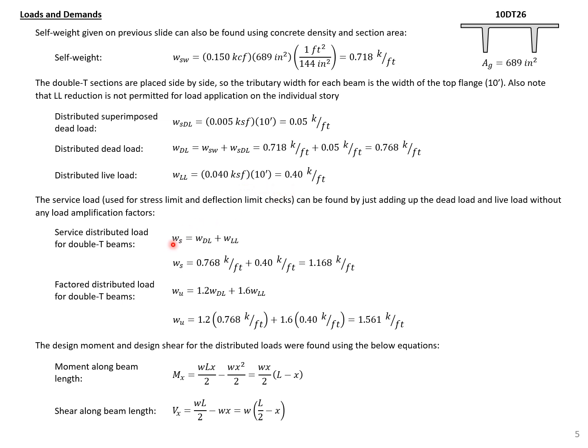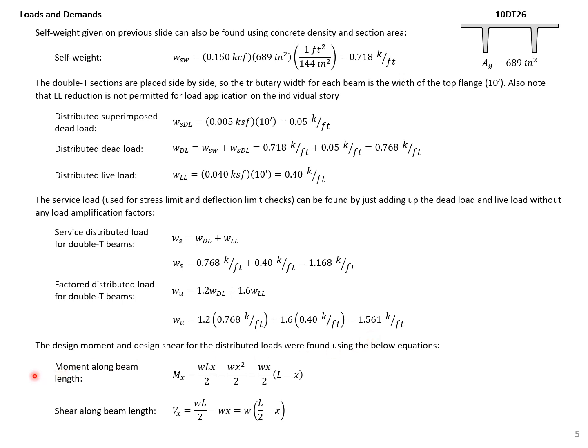Our service load we can find by just taking the dead load plus the live load, so no load factors when we're talking about service. And we'll get a total service load as shown, 1.168 kips per foot. And when we're finding our factored distributed load or our ultimate load, we'll include our load factors from ACI. So our 1.2 times dead load and our 1.6 times live load. And that'll give us our total ultimate load of 1.561 kips per foot.